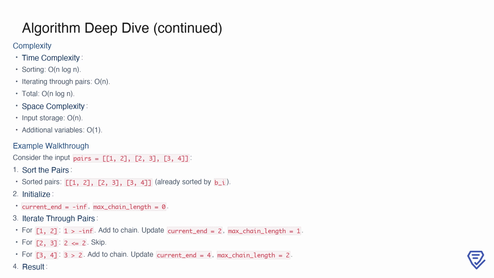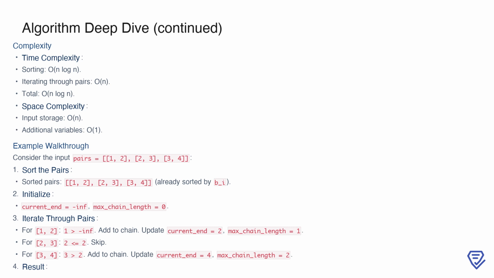After sorting, the pairs remain in the same order since they are already sorted by their end times. We initialize current_end to negative infinity and max_chain_length to 0. For the first pair, (1, 2), the start time 1 is greater than negative infinity, so we add it to the chain, update current_end to 2, and increment the chain length to 1.